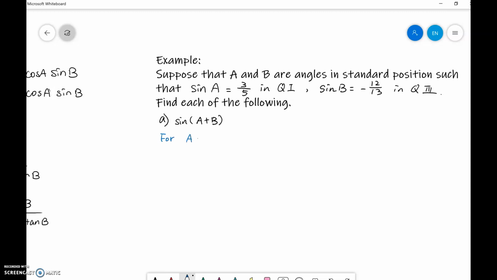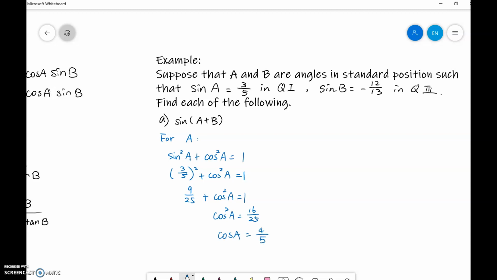So for angle A, we're going to use the identity that sine squared of A plus cosine squared of A equals 1, where sine of A is 3/5. So 9/25 plus cosine squared of A equals 1. So cosine squared of A equals 16/25. So cosine of A equals 4/5, in quadrant 1, so it is positive.